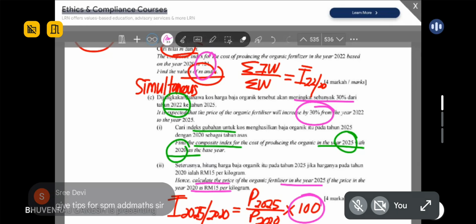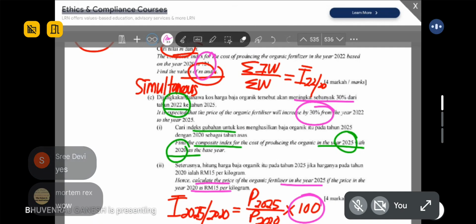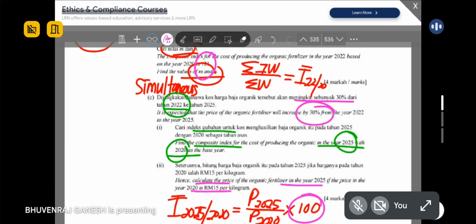Give tips for SPM Admaths. Tips in general, is it? 5 years of Admaths. Yes, actually 2. And I'm still studying maths now. So it's Admaths SPM plus maths that is higher level. So everything is maths. So that's why I just keep on doing it until you become very good lah.